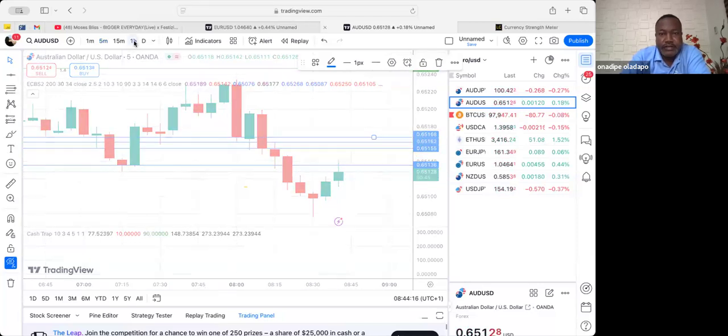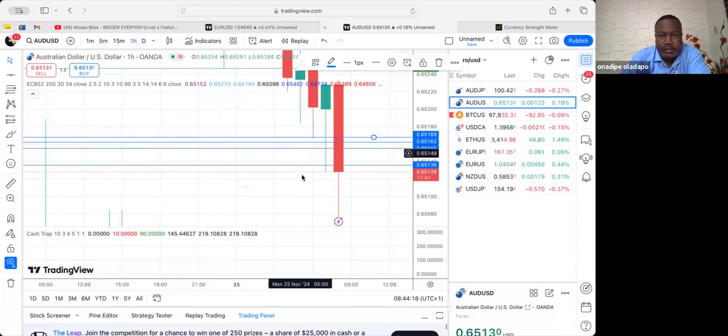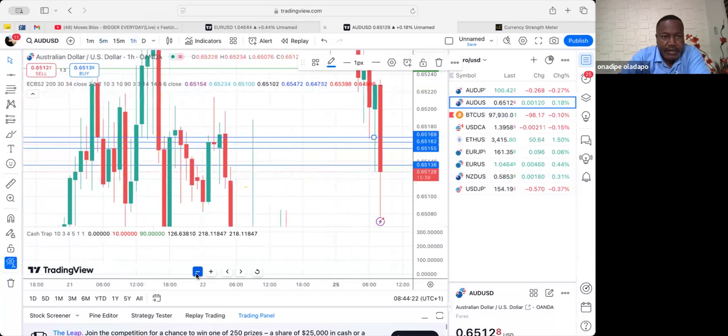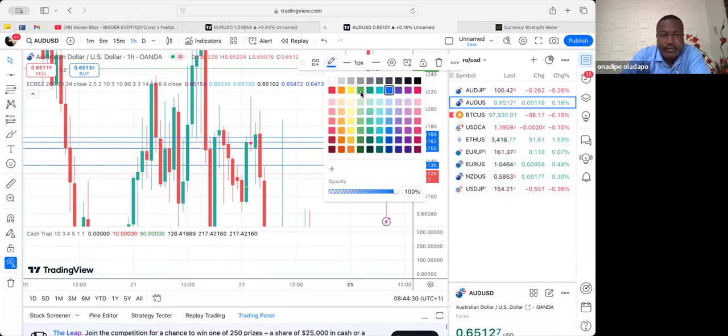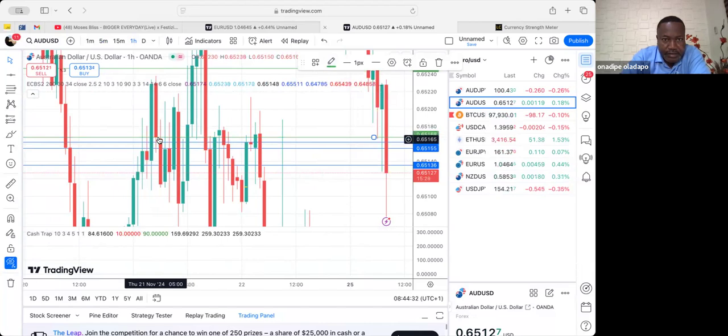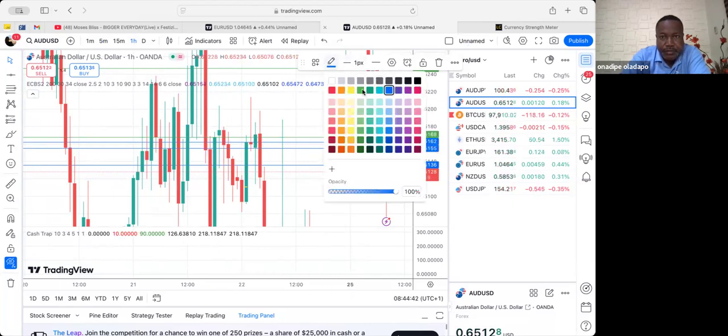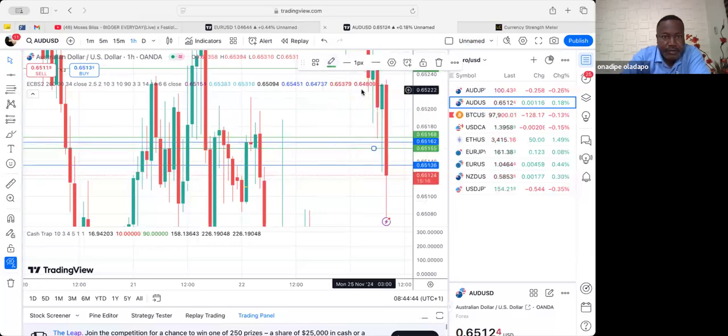So I'll go to 1 hour and see if I have some areas where the market aligns. Yeah. So this place I clicked now aligns here. So I'm going to change it to green, which is 1 hour. You can see it aligns there. This place I also clicked, it aligns here with this one. So I'm going to also change that to green because I'm now on the 1 hour time frame.